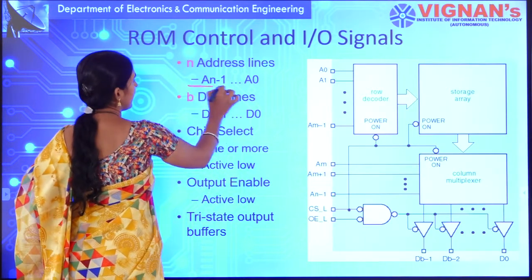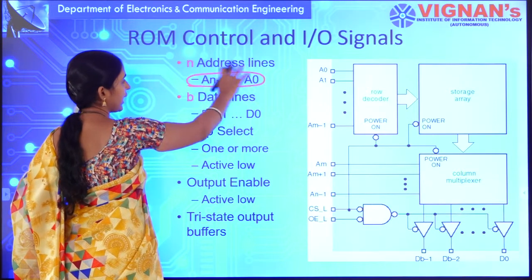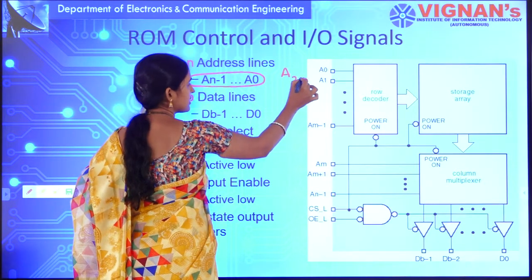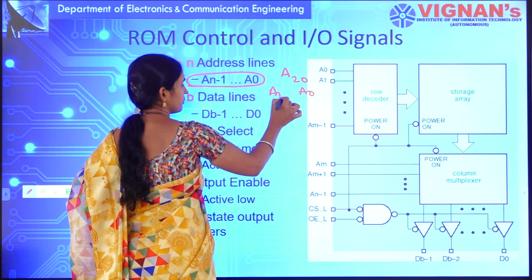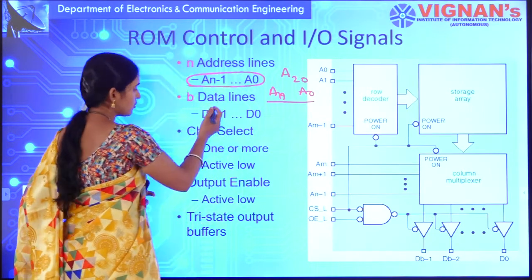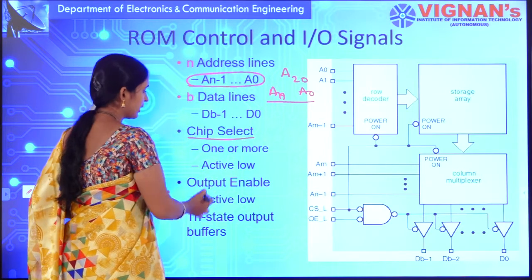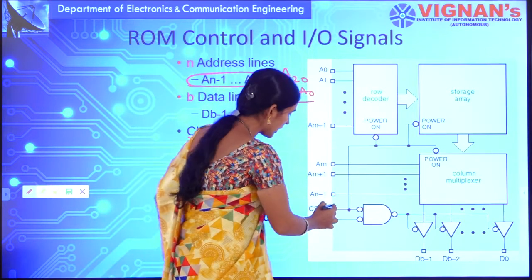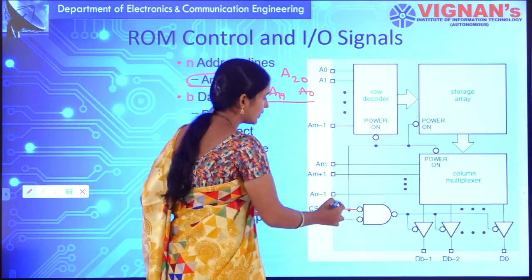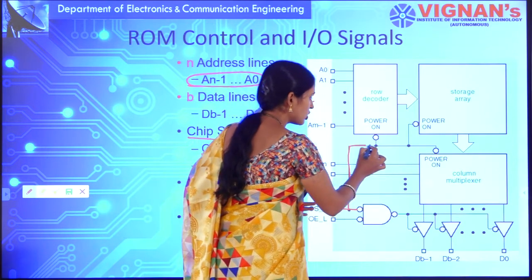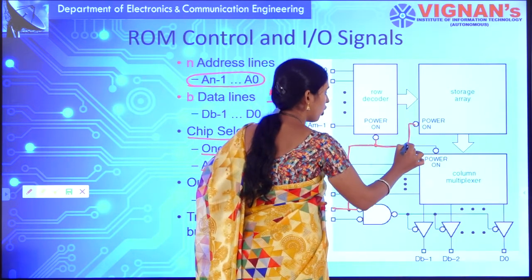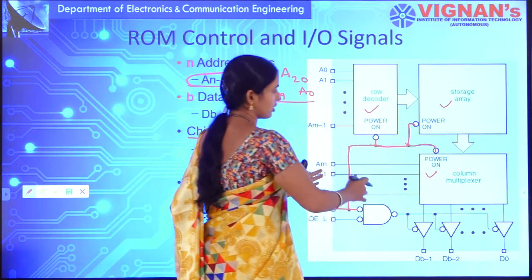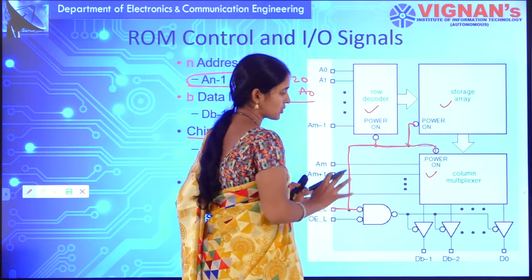See here, there are n address lines. As you have already seen, 20 address lines indicates A0 to A19. At the same time there are some B data lines, whereas chip select is one or more, active low. Chip select is active low, which means you are powering on all the devices, either row decoder, storage array as well as column multiplexer. You are activating all the chips.